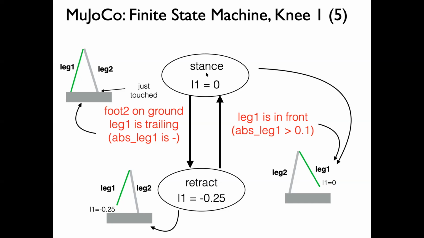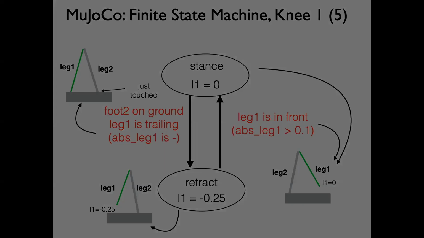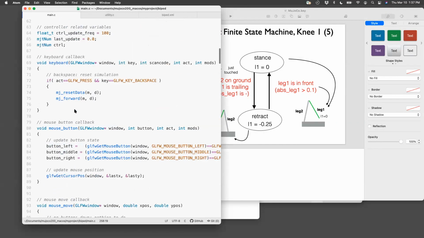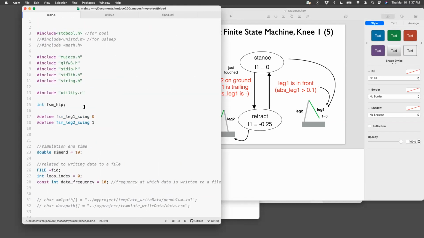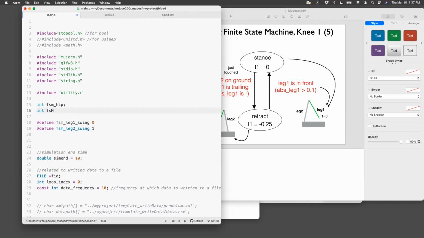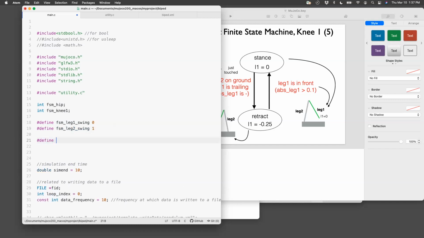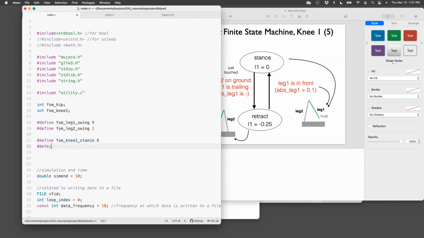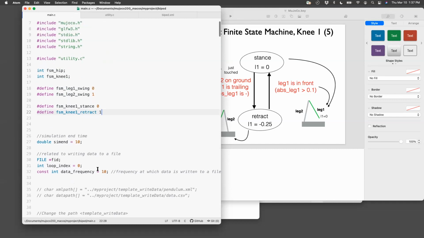So when I'm starting the state machine, remember that leg 1 is in the stance phase because leg 1 is on the ground, leg 2 is in the air. So I need to start in this phase. So let's do that. So next state machine is FSM knee 1. I define 2 states. FSM knee 1 stance, let's call that 0. FSM knee 1 retract, let's call that 1. Okay. Now let's go to init controller.